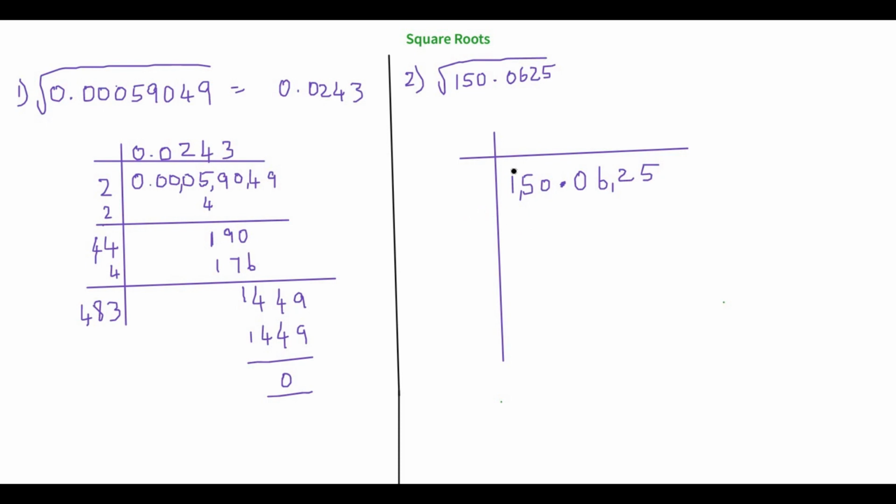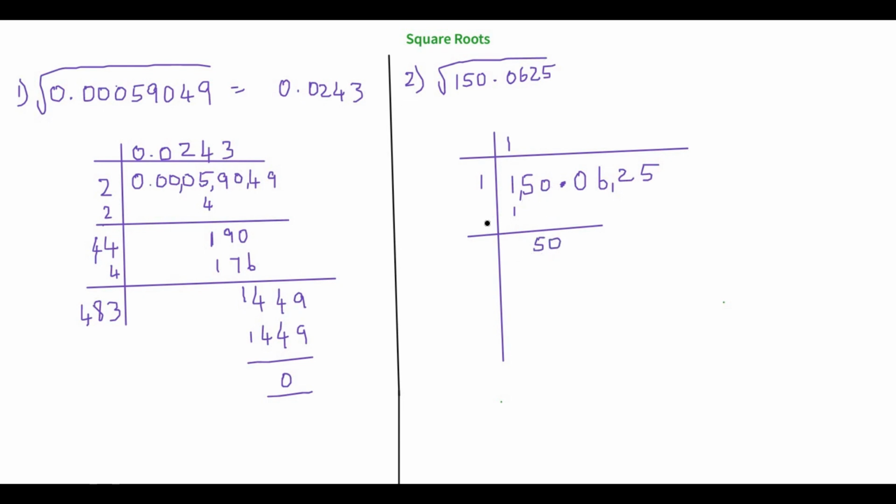So as usual, we will start doing the question. 1 is a square number. 1 times 1 is 1. We will subtract 1 and 1. So we get 0 here. It's not necessary to write a 0 here. It's understood. I will directly bring down 5 and 0. That is, I'm going to bring down 50.